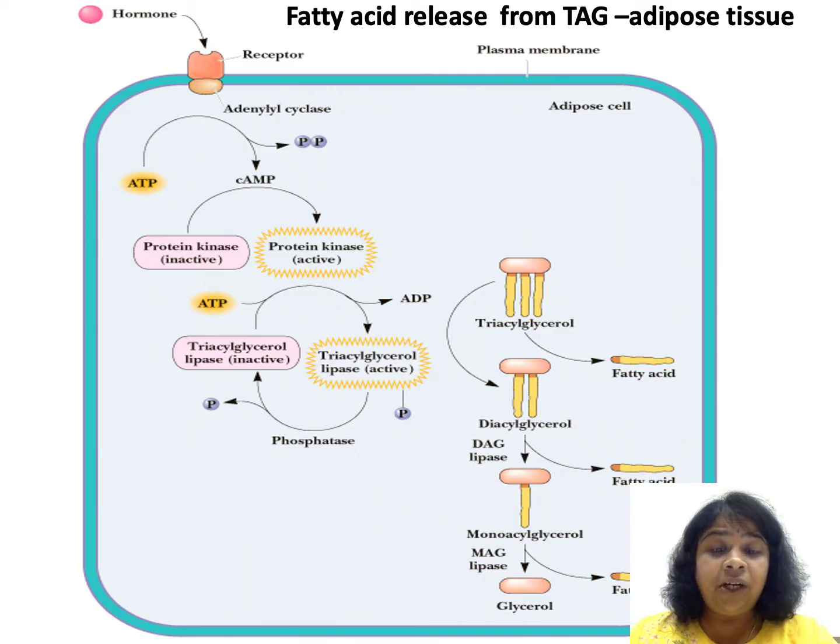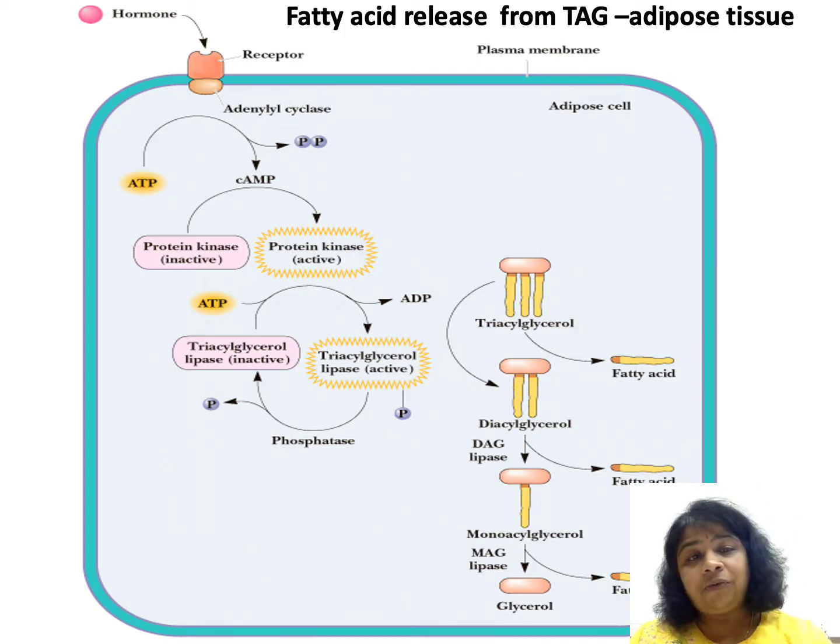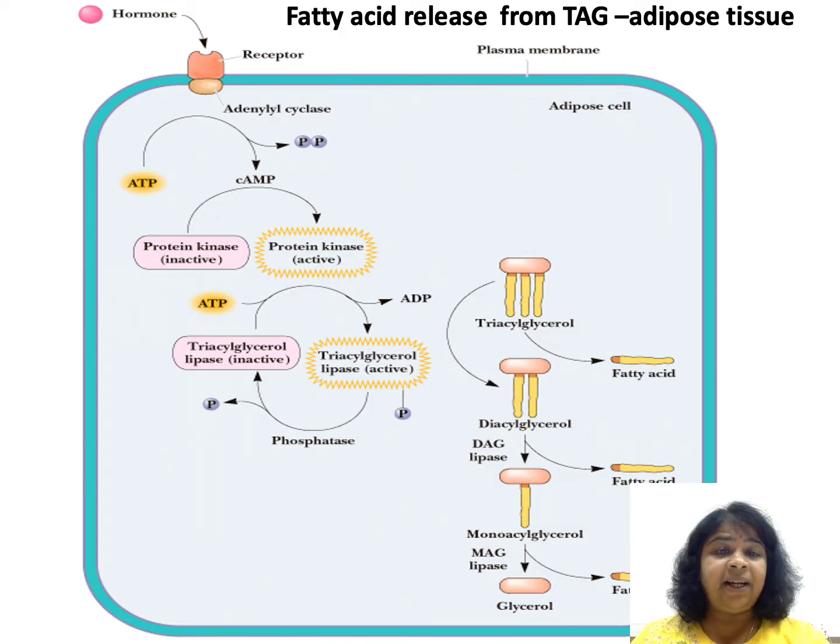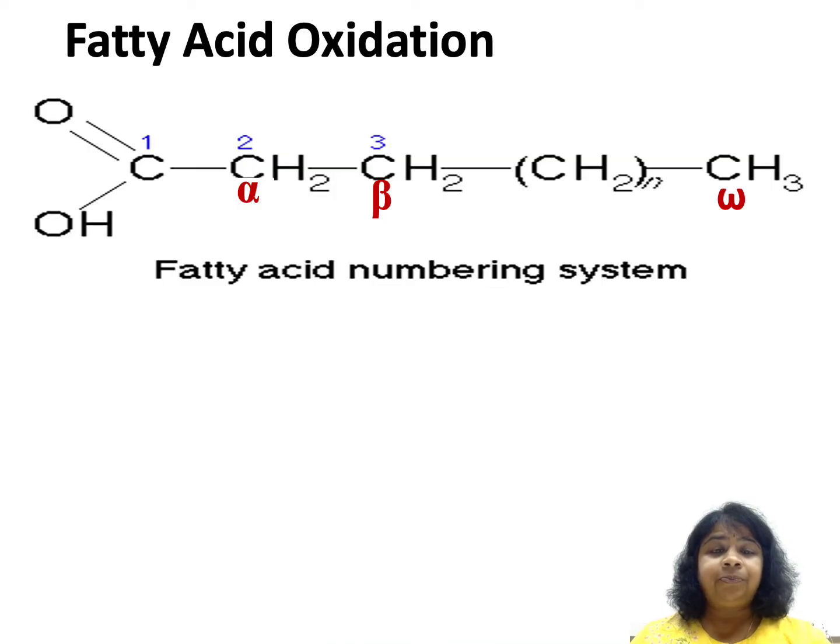If insulin is present, then insulin will act via the enzyme phosphatase, which will dephosphorylate the lipase and convert it to an inactive form. So insulin will prevent lipolysis, whereas glucagon will stimulate lipolysis. So now we have seen how fatty acids are made available in the tissue.